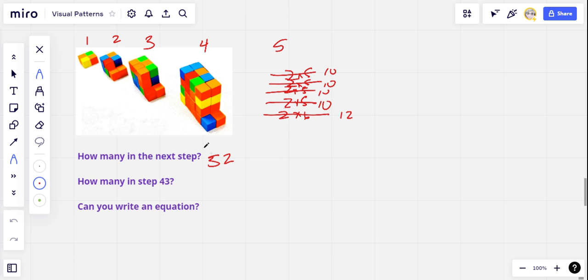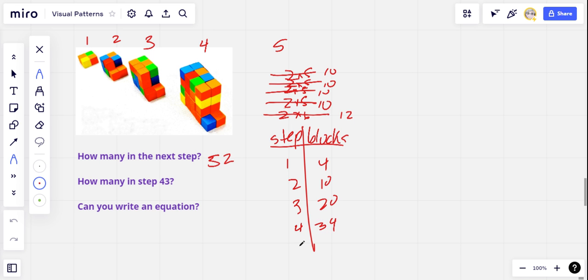Let's take a minute to look at these numbers and analyze them and see what's going on here. I'm going to put the step number in a chart, and I'm going to put the number of blocks in each step. In step 1, we've got those 4 blocks. In step 2, it's 4 plus 6, so that's 10. In step 3, it's 8 on the bottom, and then 6 and 6, so that should be 20. And in step 4, we've got 10 on the bottom, and then 8 and 8 and 8, so that's 34. And then we're saying in step 5, we're predicting 52.